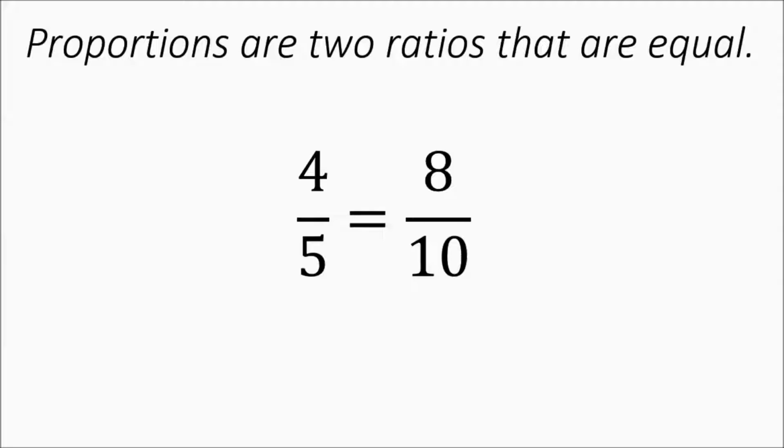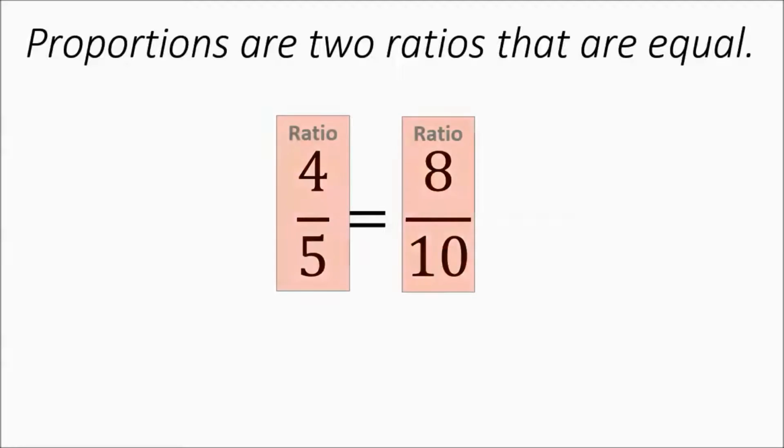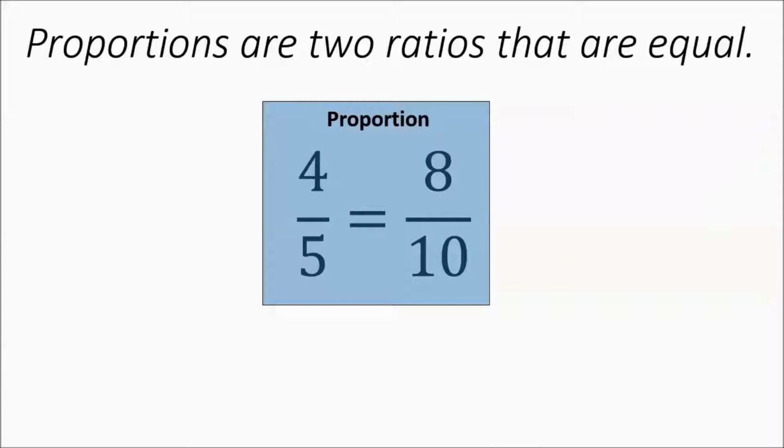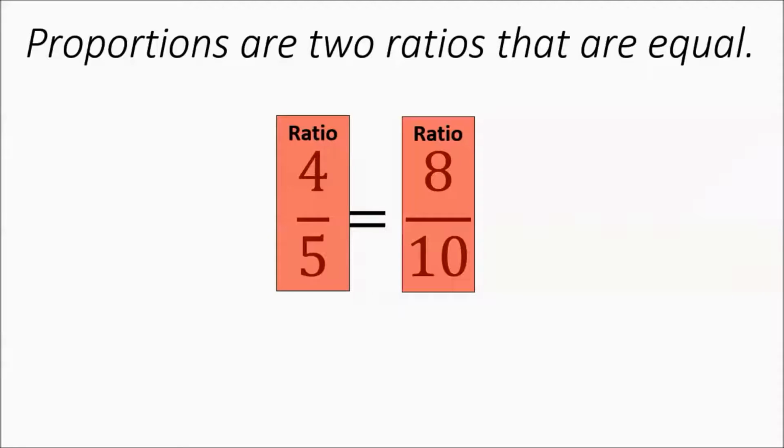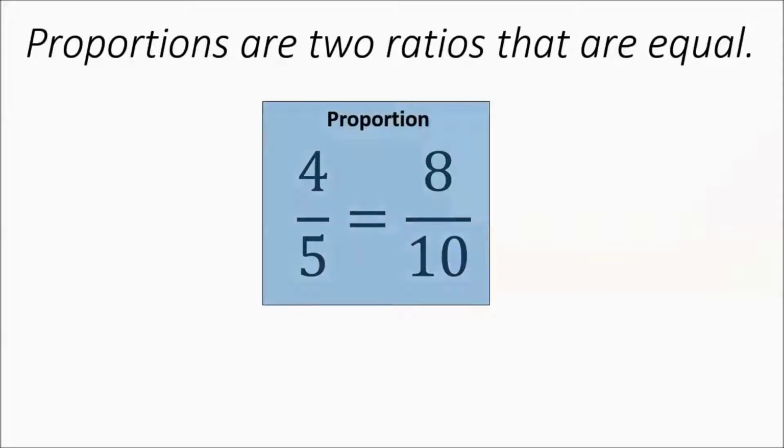This is a proportion. 4/5 is a ratio, 8/10 is a ratio, and when you set two ratios equal to each other, you have a proportion. That's all a proportion is, just two ratios that are equal. Some kids will say, oh, it's two fractions that are equal. Same concept. A fraction is a ratio. So two ratios equal to each other are a proportion.